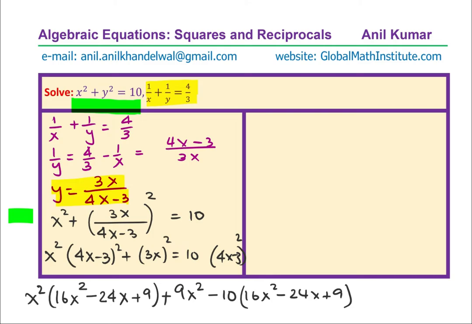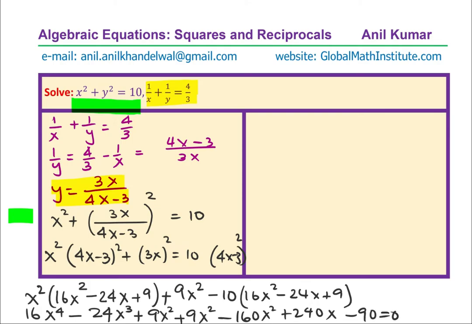So let's expand this. So we get 16x to the power of 4 minus 24x cubed plus 9x squared plus 9x squared minus 160x squared plus 240x minus 90 equals 0, right? So that should be equal. So that is what you get. So you have a degree 4 equation. Now let's rewrite this, simplify a bit.